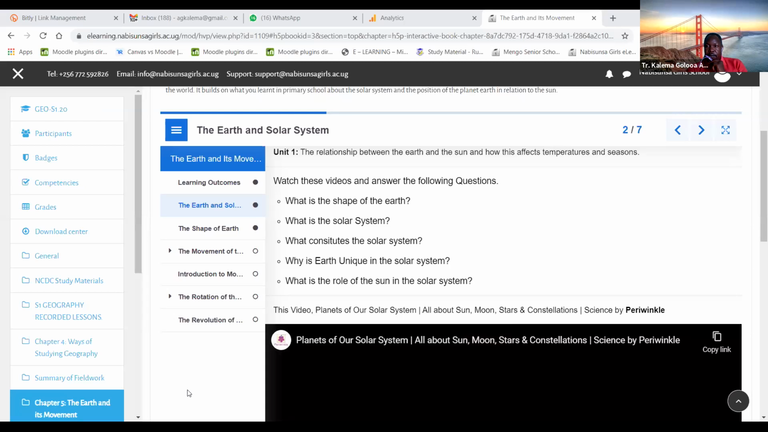Let's give Chigundu a chance. Chigundu, continue. The solar system is a gravitationally bound system of the sun and the objects that orbit it. Excellent. Either directly or indirectly.